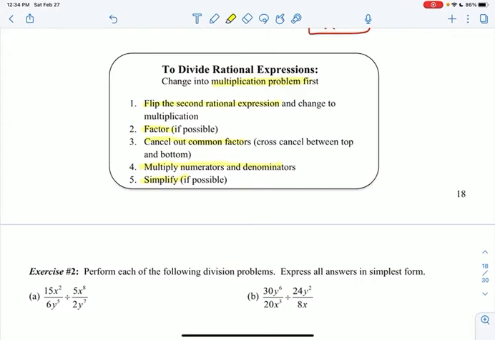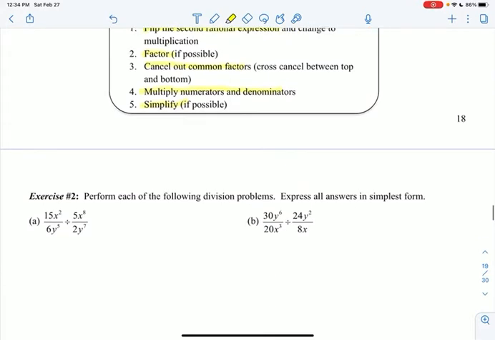All right, so let's look at the problems that we have. I have 15x squared over 6y to the fifth, so that's staying the same. I change to multiplication, and I flip that second fraction. So the 2y to the seventh goes on top, and the 5x to the eighth goes on the bottom. Now I can cancel. All right, so 5 goes into 5 once, 5 goes into 15 3 times.